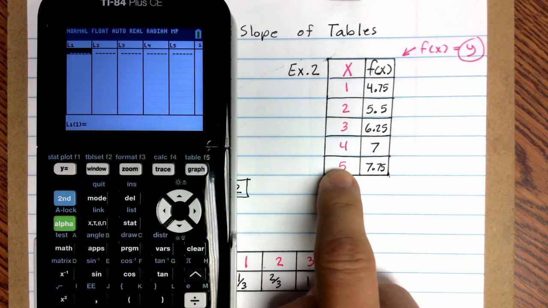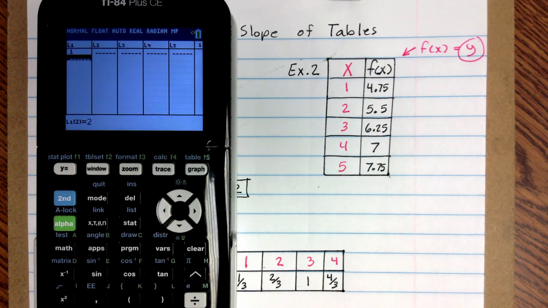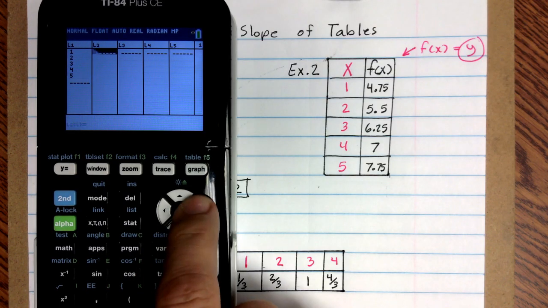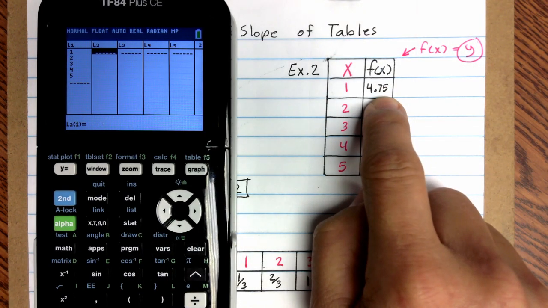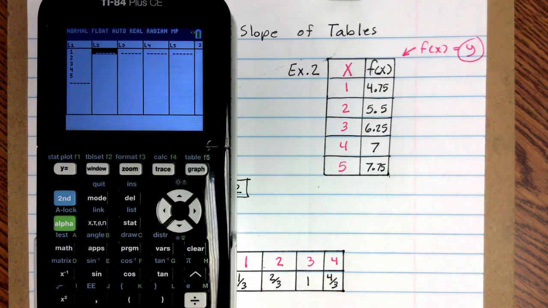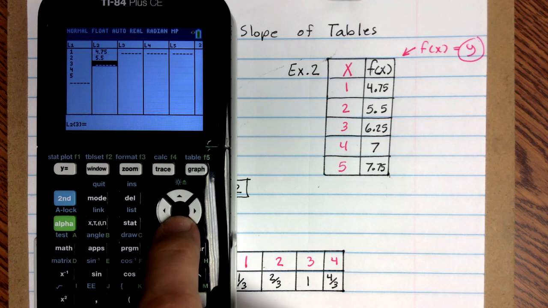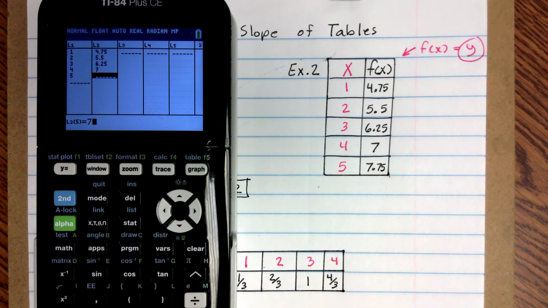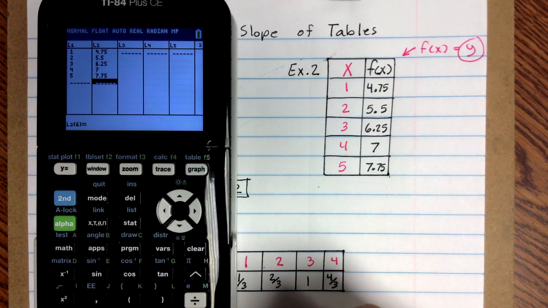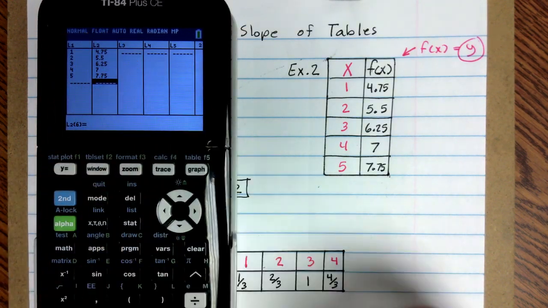And now I'm going to type in all my X values. So 1, 2, 3, 4, and 5. And then I'm going to put in my Y values, starting with 4.75, 4.75, 5.5, 6.25, 7, and 7.75. So I have all my X values in, all my Y values in.